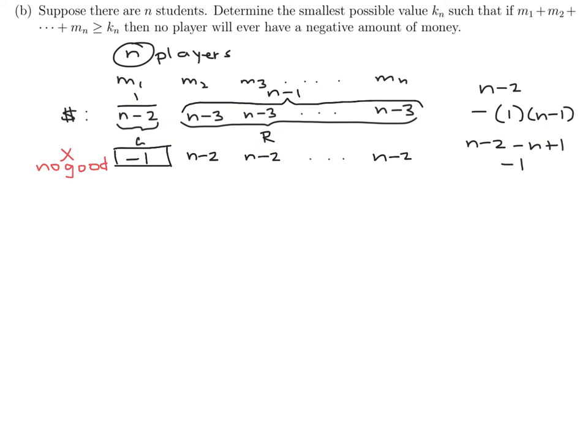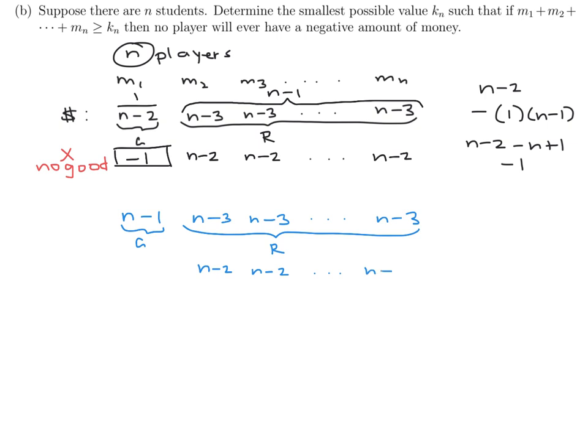Let's see. So instead of starting with n minus 2, let's say he starts with a dollar more, which would be n minus 2 plus 1, which is n minus 1. And then each of these guys, we'll just keep them at n minus 3: m1, m2, m3, all the way up until mn. And let's see what happens. Let's play the game now. This guy, of course, is still the giver, and these guys are still the receivers. So the giver gives $1 to each of the receivers. So these guys will then have n minus 2, dot dot dot, like that.